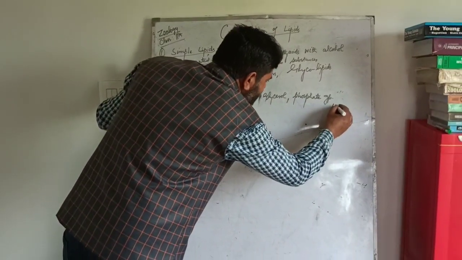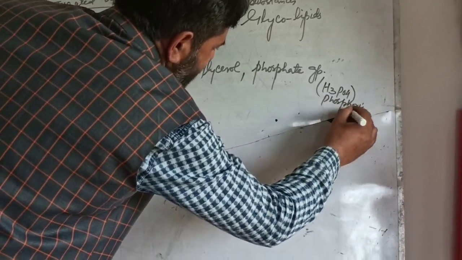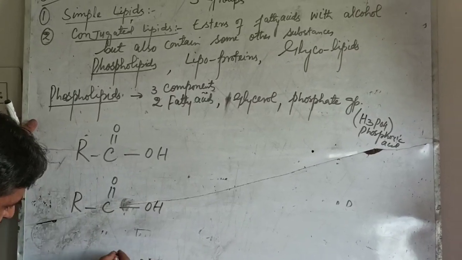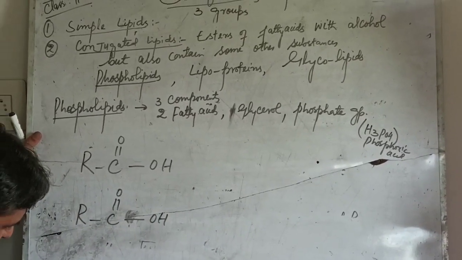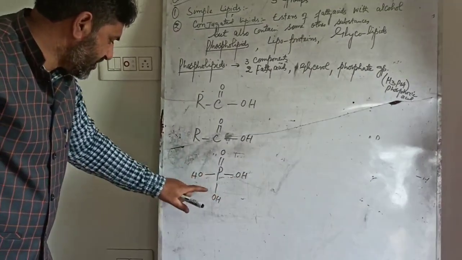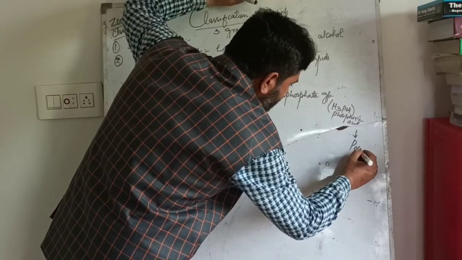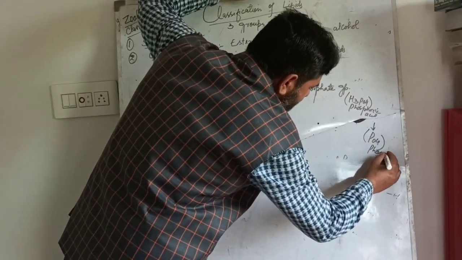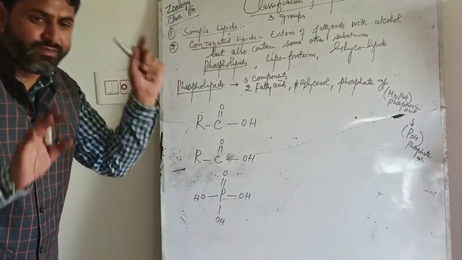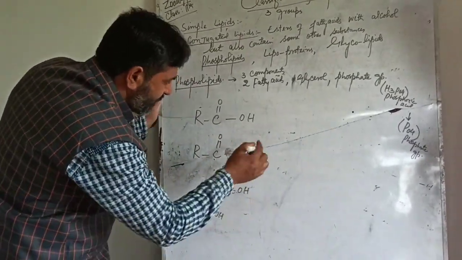The phosphate group is usually H3PO4, phosphoric acid. Chemically it is known as phosphoric acid. It is attached with three hydroxyl groups like this, and on the fourth side there is an oxygen having a double bond. So this is H3PO4, but biologically it is called the phosphate group, PO4, because it dissociates and releases the hydrogen atoms. So we have two fatty acids and one phosphate group or phosphoric acid.